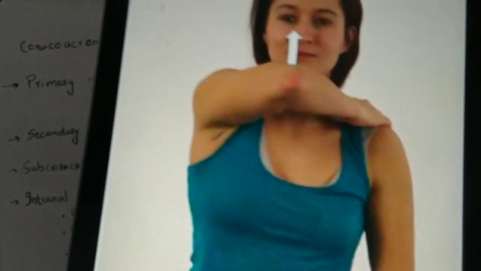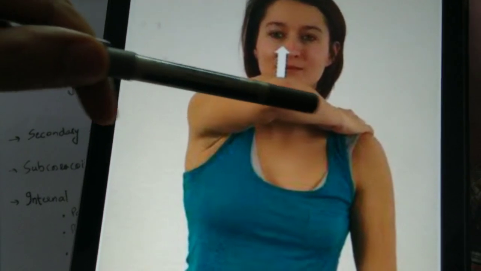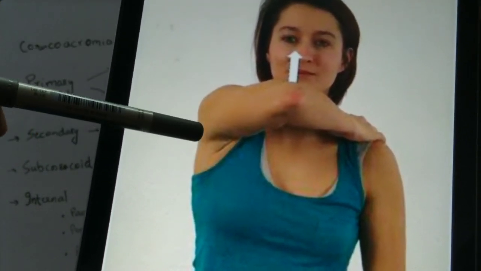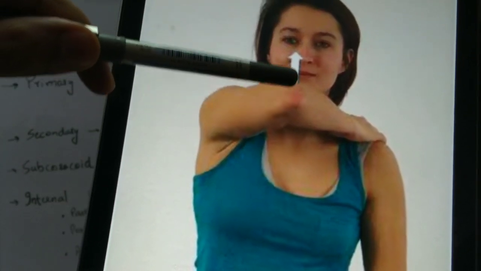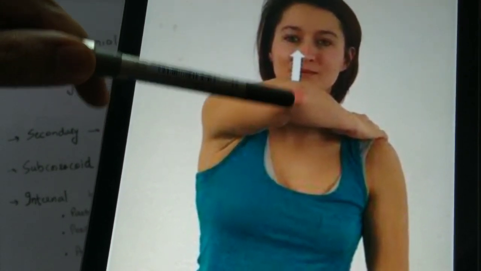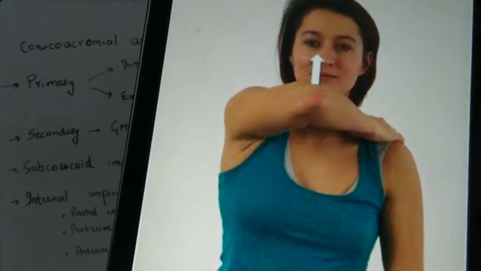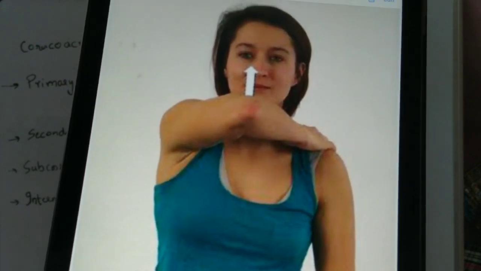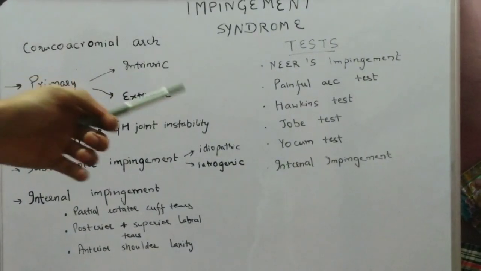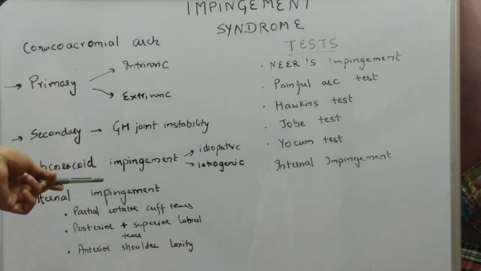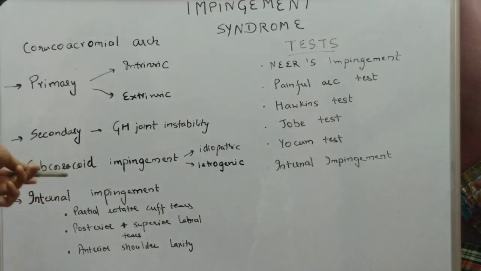So basically, we ask the patient to put the hand over the contralateral shoulder if this is the diseased shoulder, and tell the patient to forcefully uplift the elbow against the resistance. The patient will experience pain if the patient is having subacromial impingement.